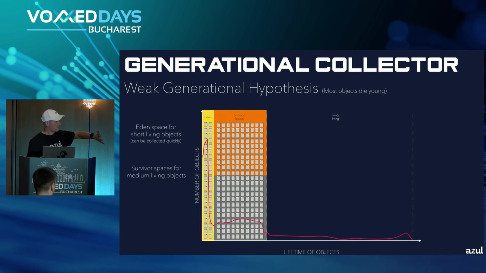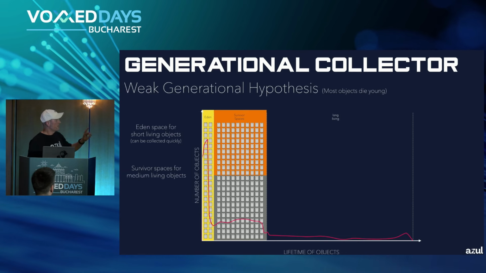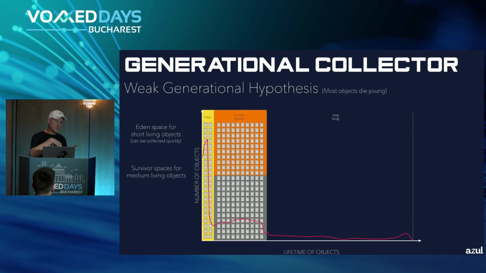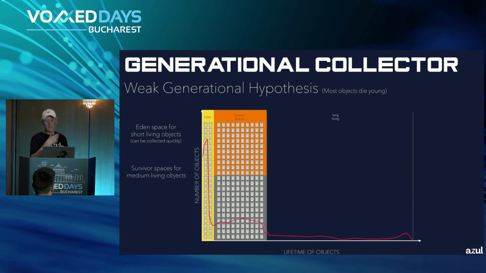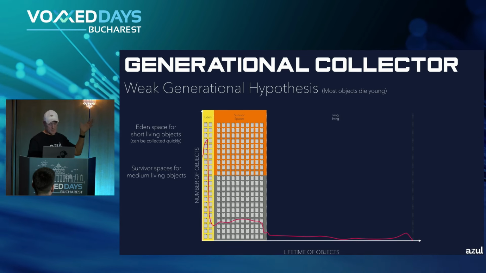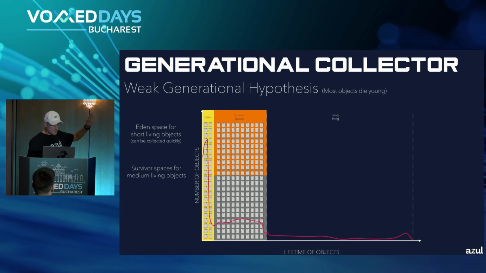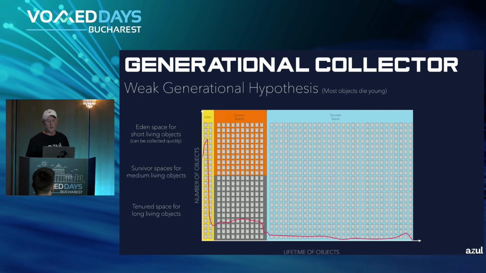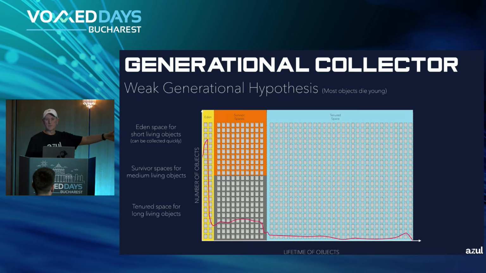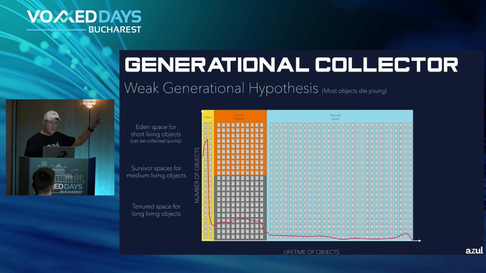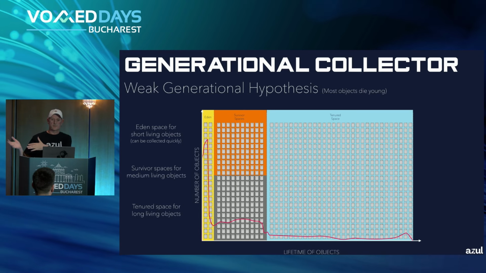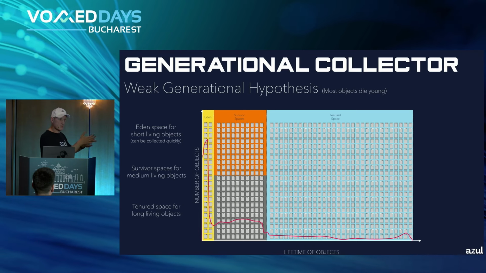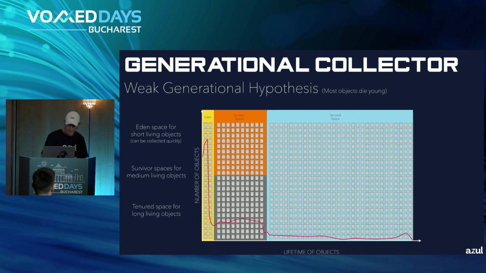The copy collector is for the medium living objects. The reason for that is, once they survived a specific amount of time, so let's say there's a threshold, once they survived, let's say 15 times, I can then promote them to the next area, right? So that means I don't have to copy them all the time because they survived long enough. So that we get rid of this problem that we saw with the copy collector.